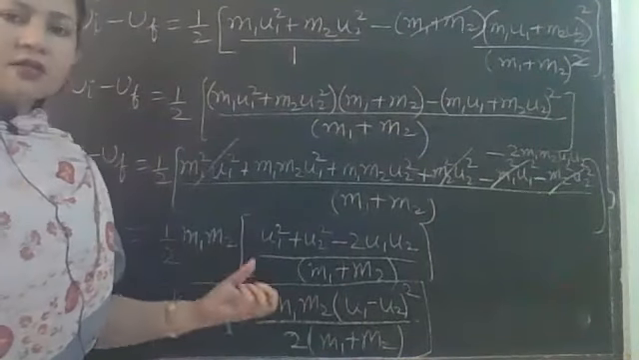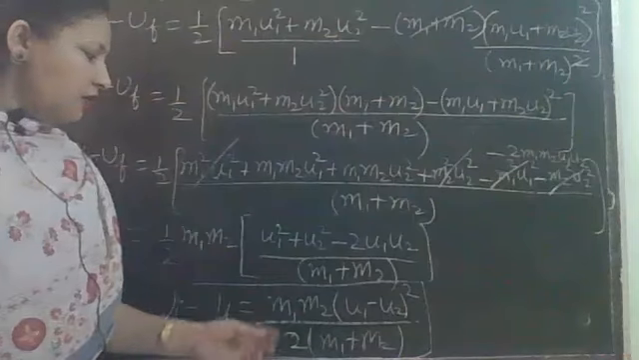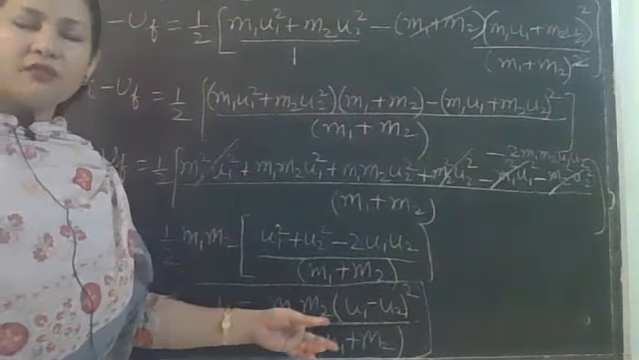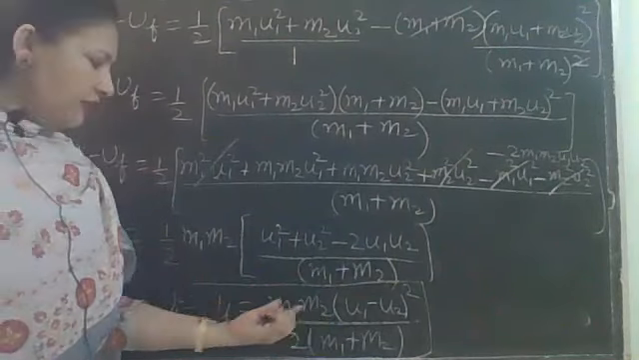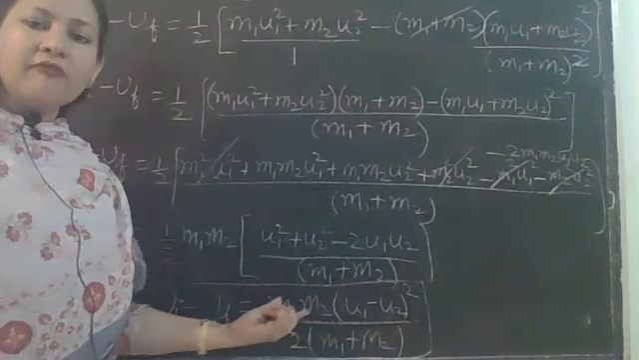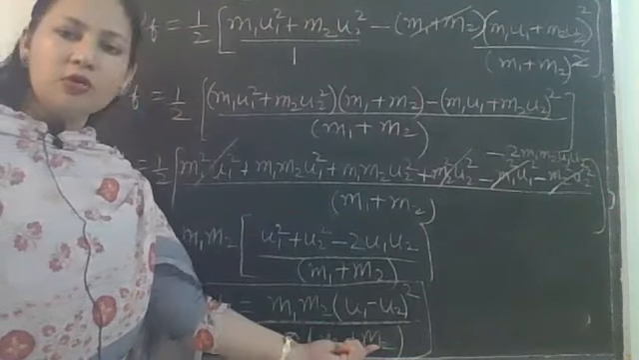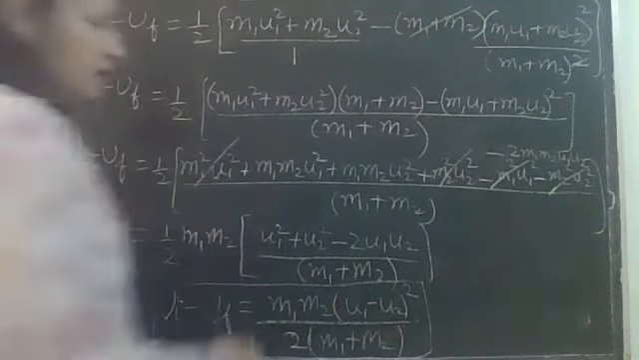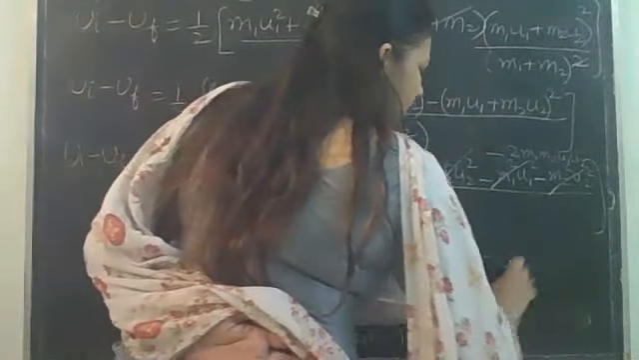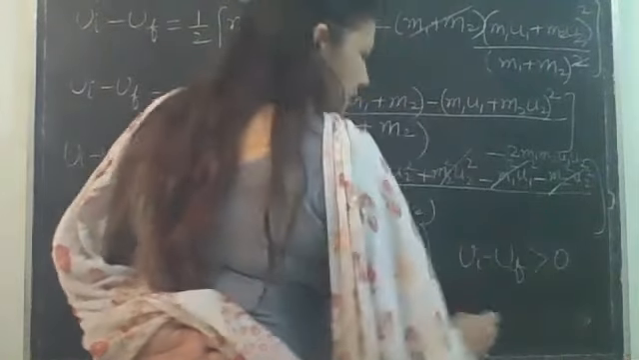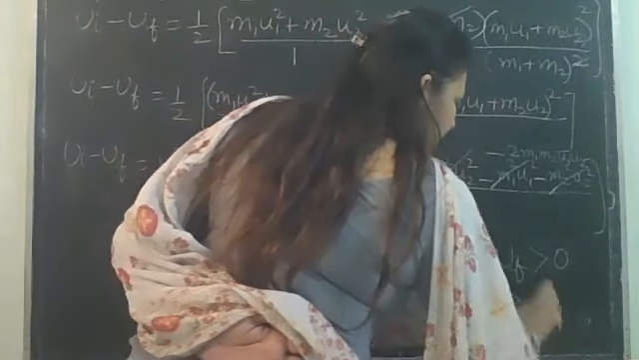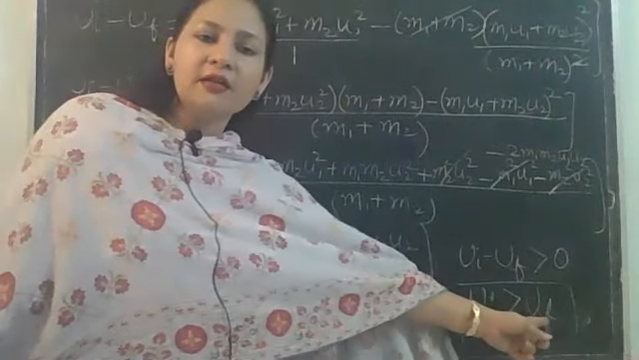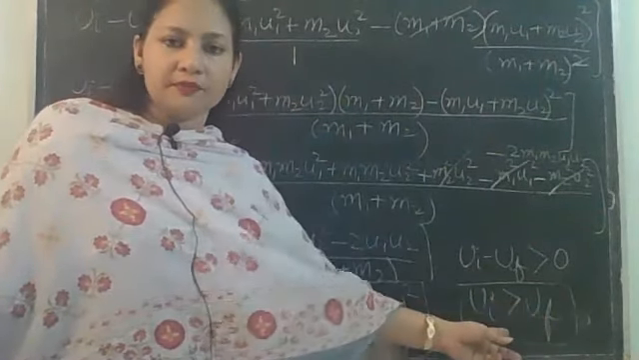Okay, and let us comment upon the result now. Whether all the terms are positive or not, constant or not. m1, m2, mass is never negative. So m1 m2 is positive, m1 plus m2, this sum is also positive, and the whole square is also positive. So that means this difference, u initial minus u final, is positive, greater than 0. That means u initial is greater than u final. So this is proof that there is loss in kinetic energy. Initial energy was greater than final energy. It is proved from here.